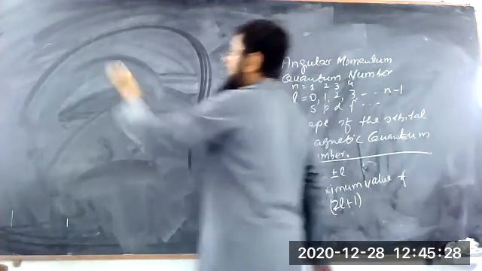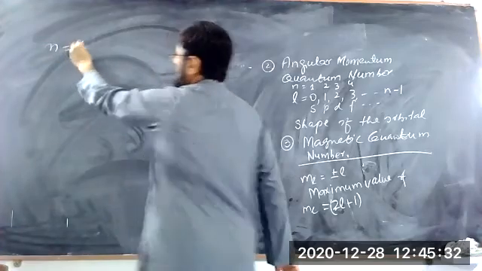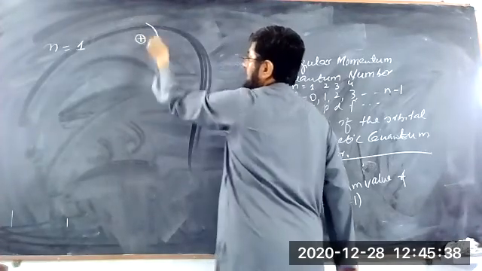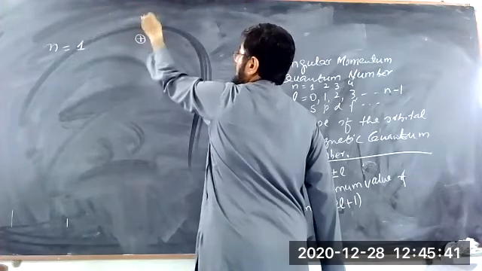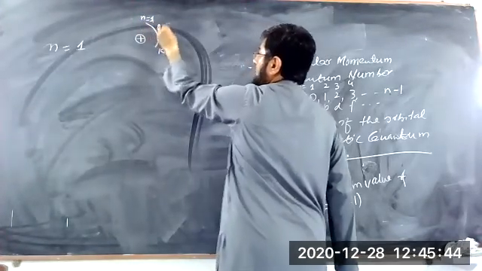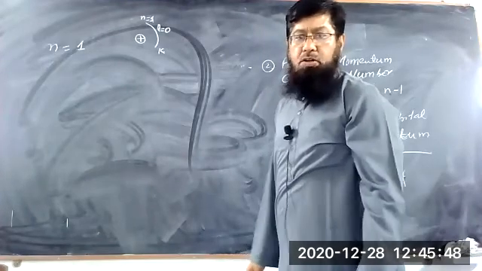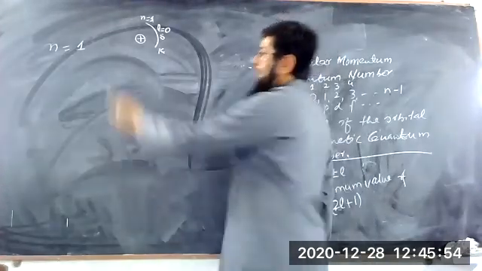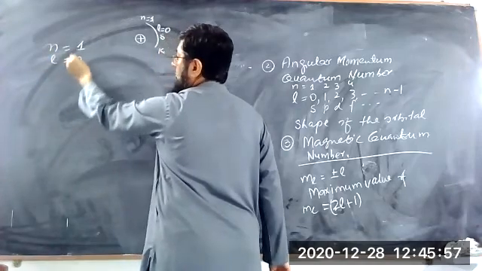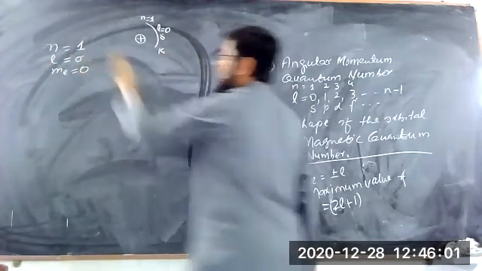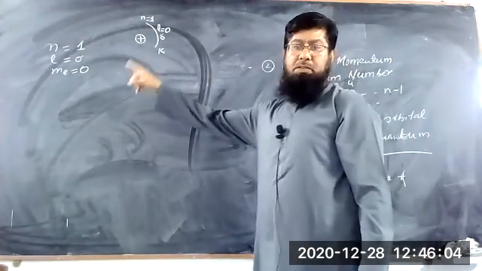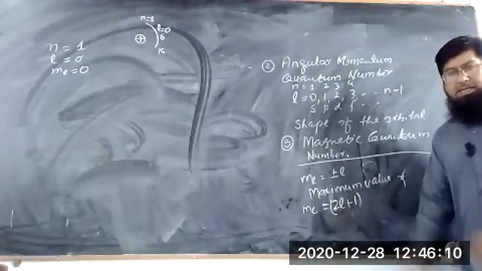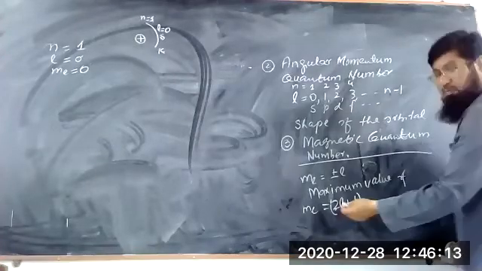for example, n is equal to 1 means the principal quantum number is 1. This, which we call the nucleus, and this is the K shell. Here n is equal to 1, so l is equal to 0, which means this is the only s orbital. So in the s orbital, n is equal to 1, l is equal to 0, and ml is equal to 0. It means there is only a single possible orientation.